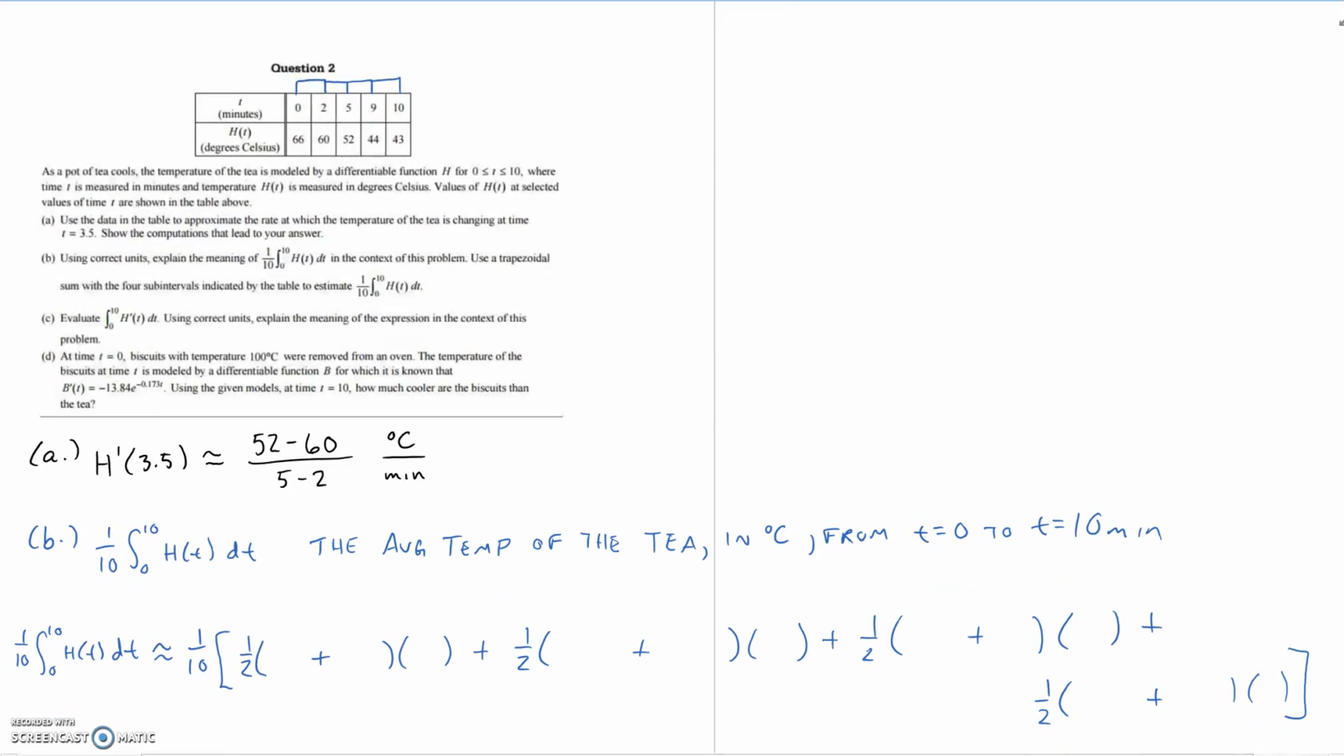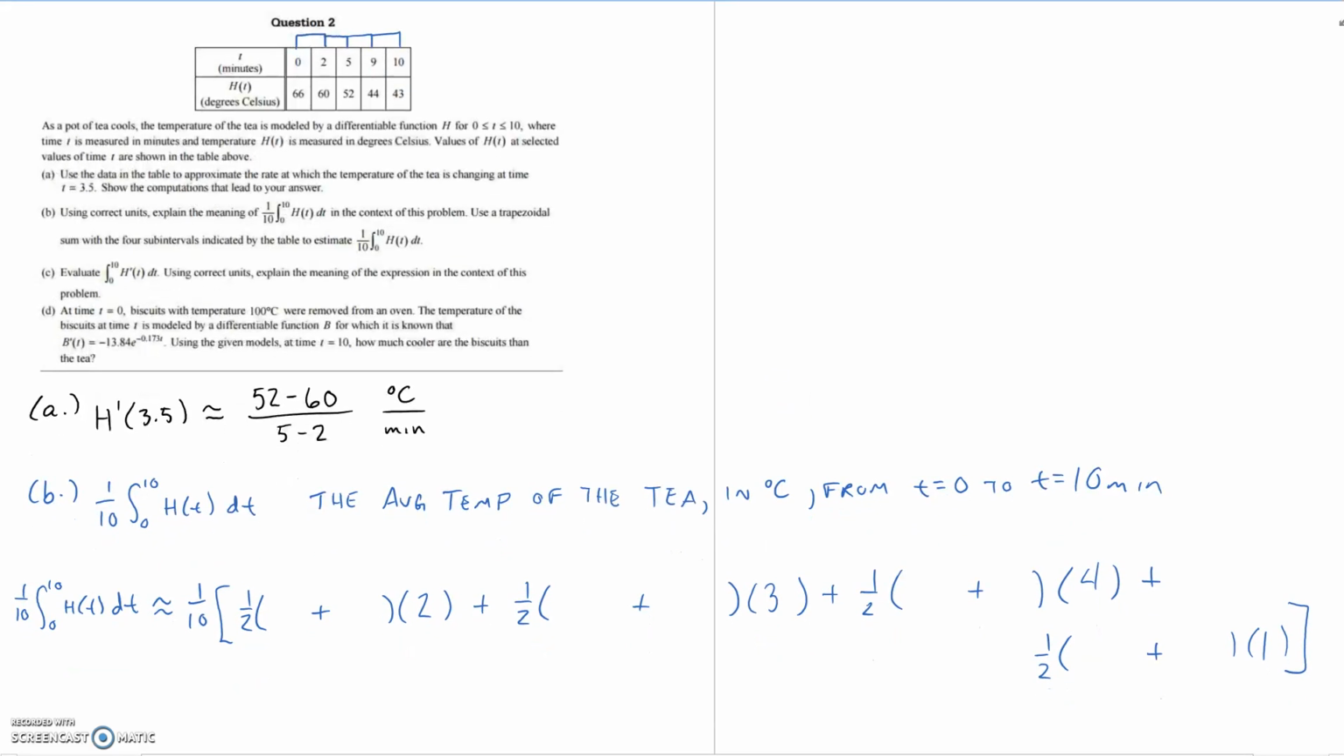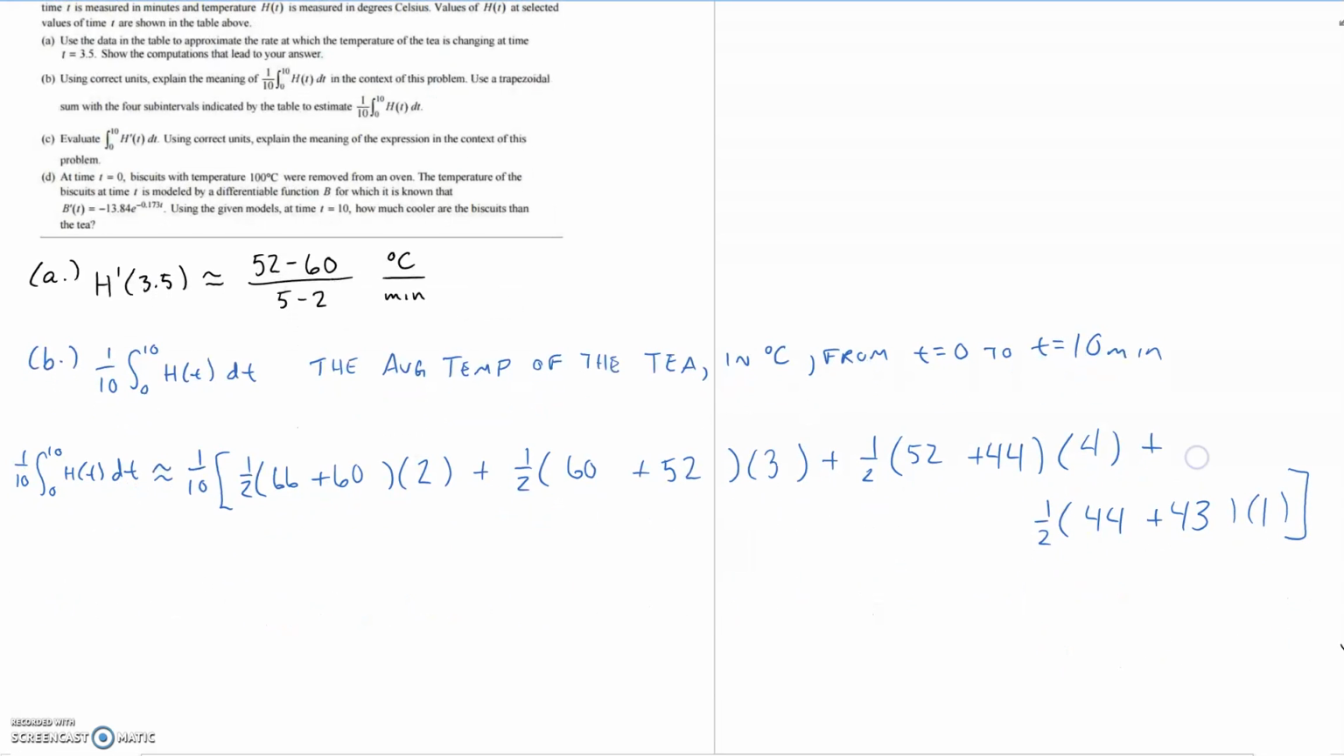The first base is 2, the second is 3, the third is 4, the last is 1. And not bases, but heights. Then base 1 and base 2 for the first trapezoid are 66 and 60. For the second trapezoid, 60 and 52. For the third trapezoid, 52 and 44. For the last trapezoid, 44 and 43. And we don't have to simplify, so this is our answer. Then we get to move on to part C.